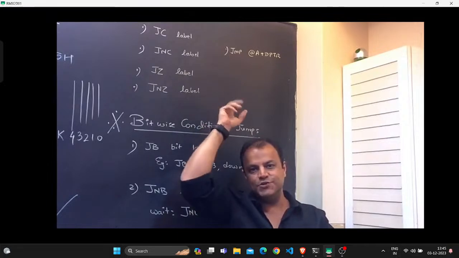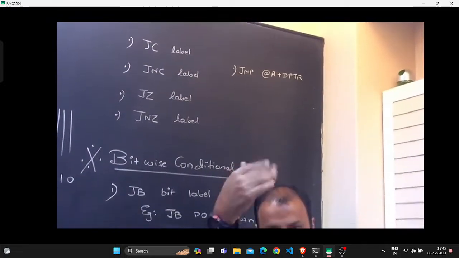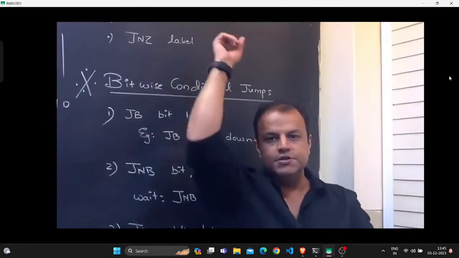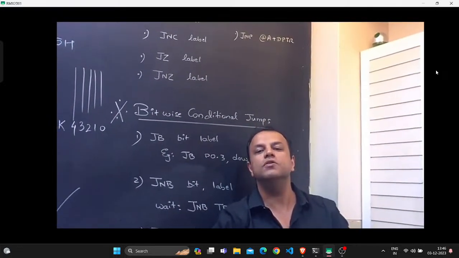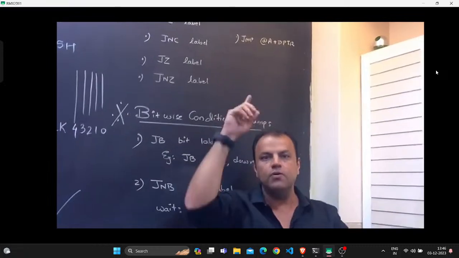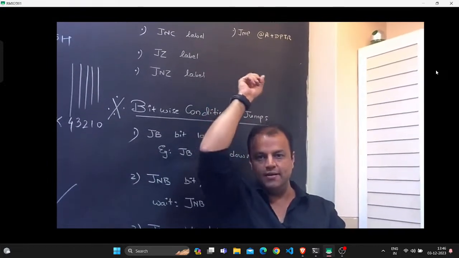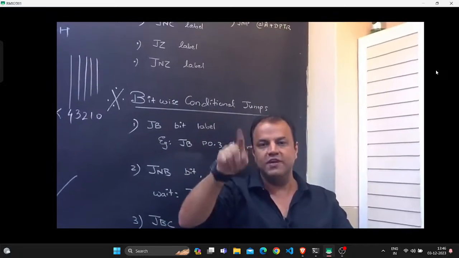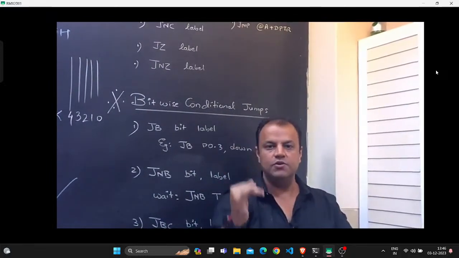Anyway, JZ, JNZ. Just like JC checks whether there is a carry or not, JZ checks whether the answer is 0 or not. But there's a difference. JC and JNC work on the carry flag. JZ and JNZ don't work on a 0 flag. There is no 0 flag. They work on the accumulator. So JZ label will check the A register. JZ means jump if 0. So if A is 0, it will jump to the label. If A is not 0, it will go ahead.